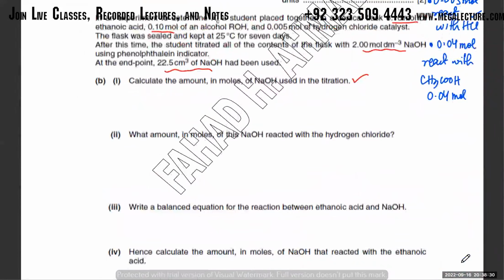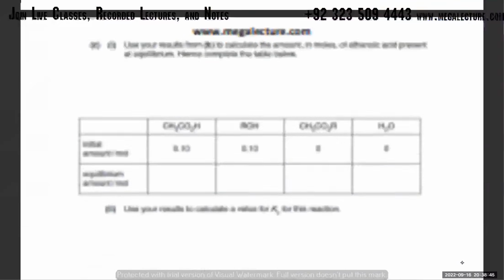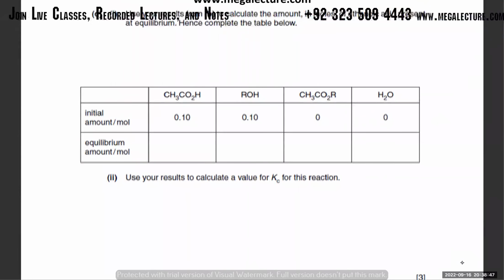उसने कहा था what amount reacts with HCl? That's 0.005, right? The other part was write a balanced equation of ethanoic acid and hence calculate the amount of moles of NaOH that reacted. We did calculate that's 0.04. So अब अगला table बनाना, that's going to be easy. That we know that we added 0.1 moles and at equilibrium you're left with 0.04 moles. I mean, this is the equilibrium. This is the reaction that's happening, right? Ethanoic acid reacts with this, produces this and this, right?